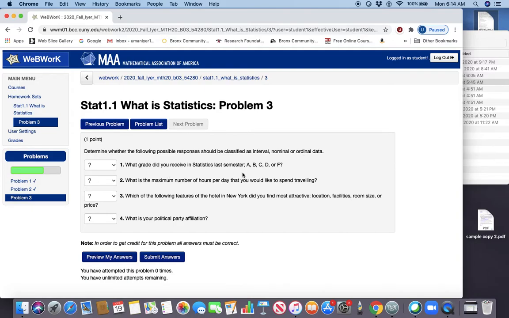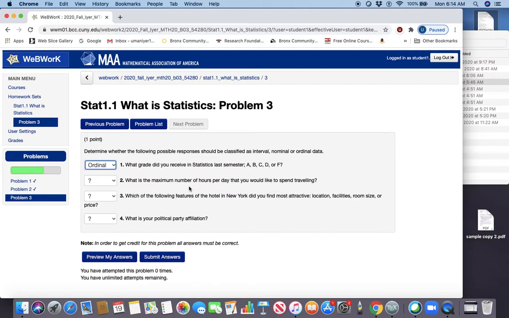What grade did you receive? Look, A, B, C, D, F. These are grades, so they have names. They can be nominal, but it makes sense to order them. A is better than B, better than C, and so on. Difference between A and B, difference between B and C, well, that makes no sense. So it's ordinal.